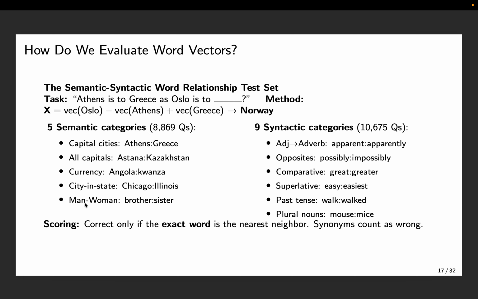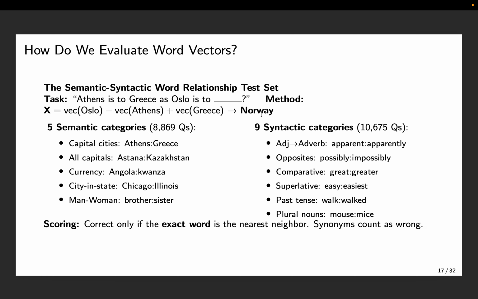So now let's talk about this. The authors designed a comprehensive test set called the semantic-syntactic word relationships test set, and the task is word analogies. If you see the example, the format is: Athens is to Greece as Oslo is to dash. So the answer is computed as x equals vector Oslo minus vector Athens plus vector Greece. Then we find the word in the vocabulary whose vector is closest to x. The correct answer would be Norway.